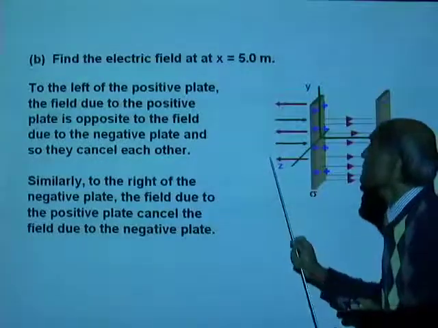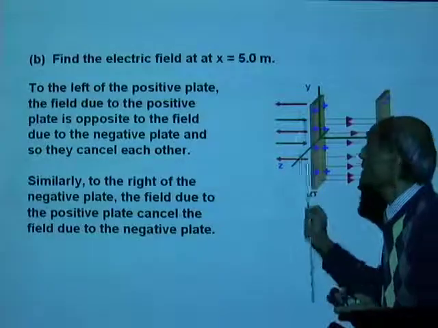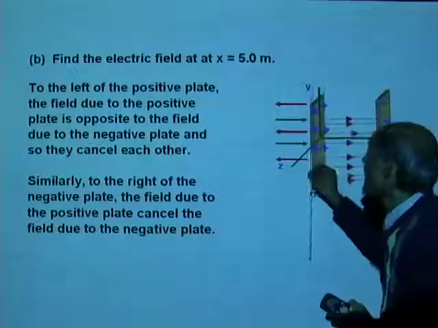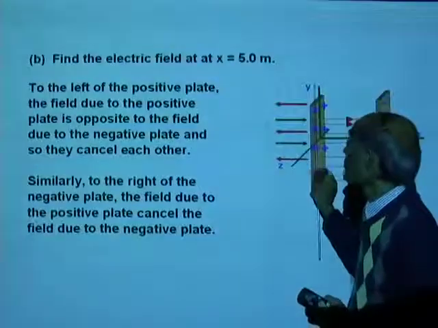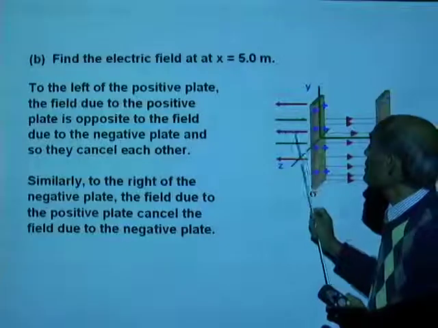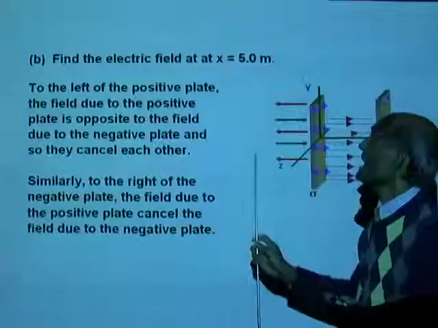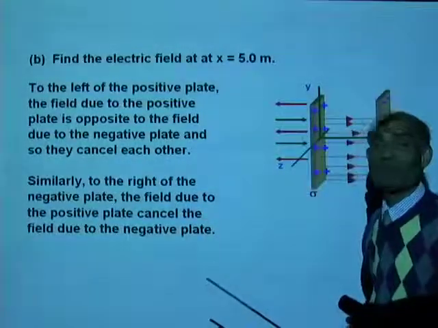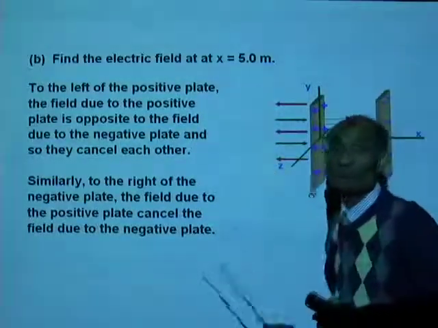That means what will be the sum of these two fields? They will cancel each other. There will be no net field outside to the left side. So to the left of the positive plate, the field due to the positive plate, that is these red field lines, is in the opposite direction as the field due to the negative plate, they cancel each other. That means there is no net field to the left of the positive plate.